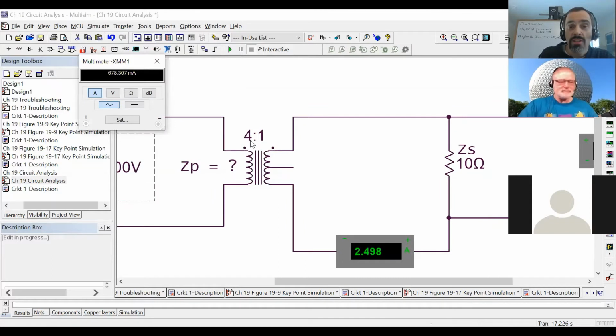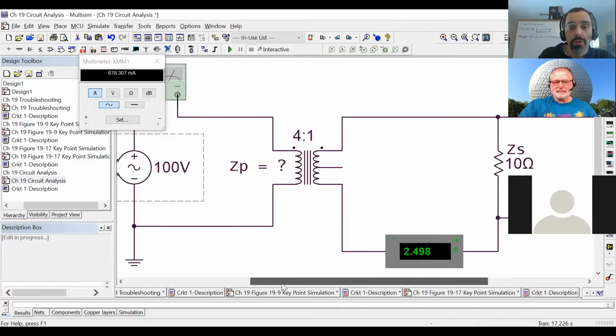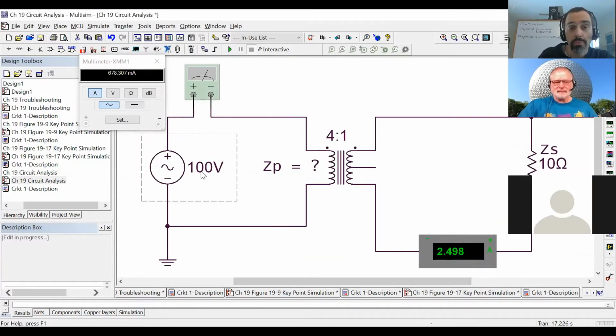So this is a 4-to-1 ratio. I'm just going to move everything over. We have 100 volts on the primary. This is the primary side.